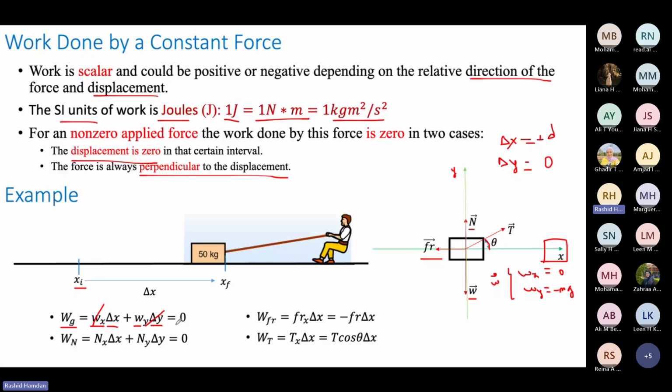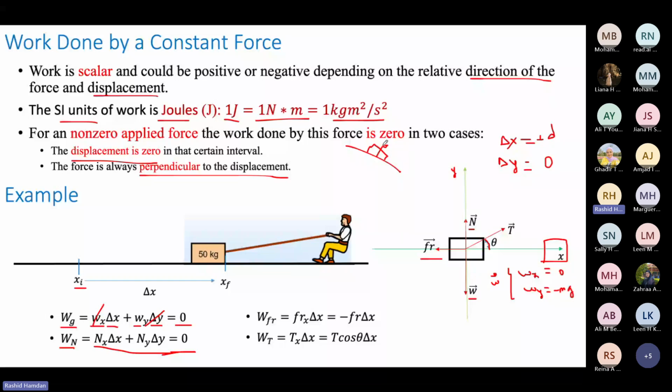Similar for n, the work done by the normal reaction. So if we're moving parallel to the surface, the normal reaction is always perpendicular to the surface. So in many cases, whenever we're moving parallel to the surface, the normal reaction does 0 work even if the surface is inclined. Okay? Because the normal reaction is always perpendicular to the surface.